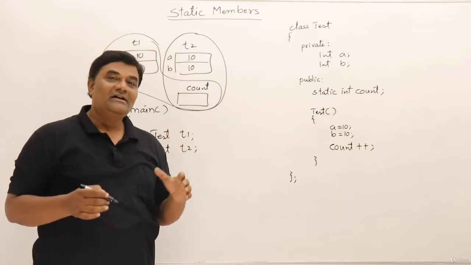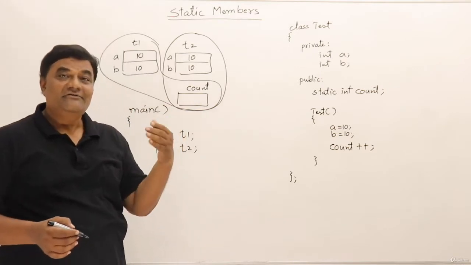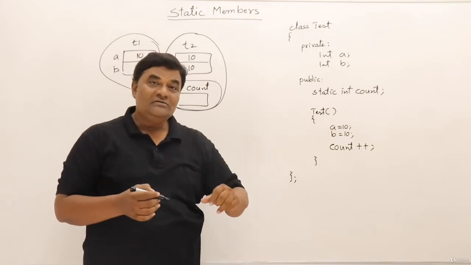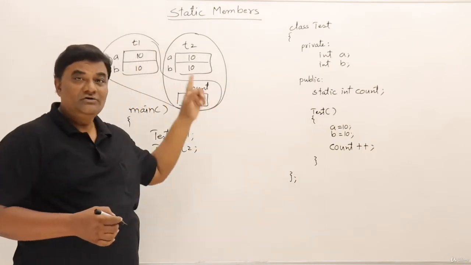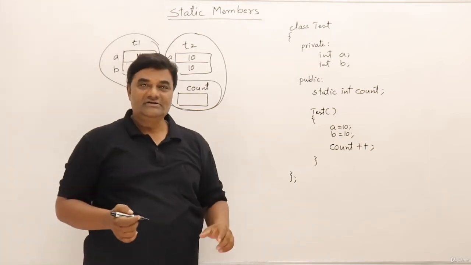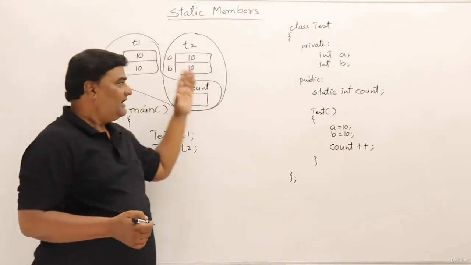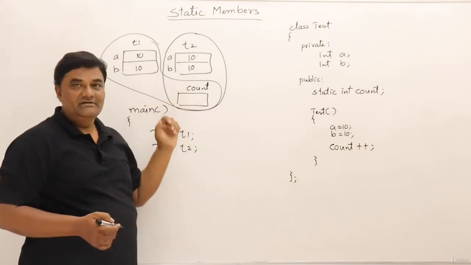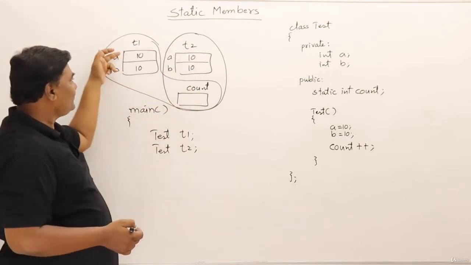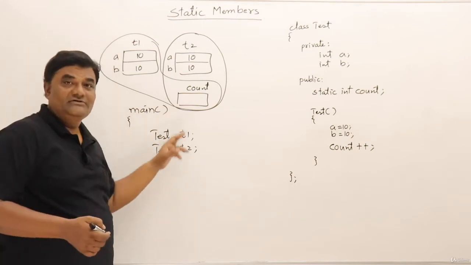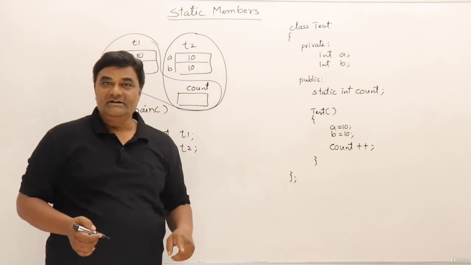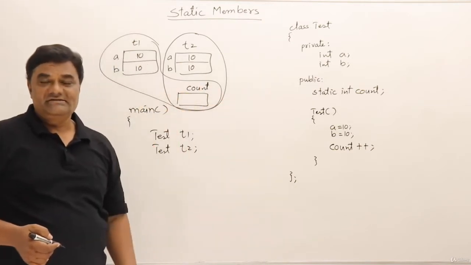So when you make a variable static, it will occupy memory only once. Static variables or static data members of a class belong to the class, not to an object, and all the objects can share it. There will be only one copy and every object will share that copy. Again I will explain: T1 has its own A and B, T2 also has its own A and B, but for count, there is only one copy that is used by both objects.